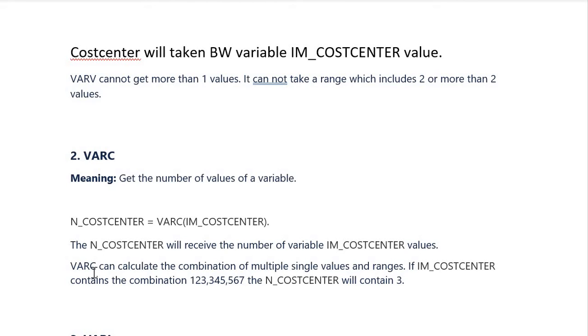And for example, if the IM cost center has a combination like 1, 2, 3, 3, 4, 5, 5, 6, 7, then the value of N cost center will be 3.